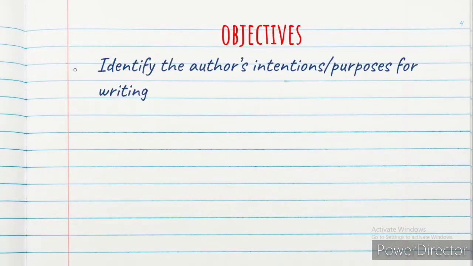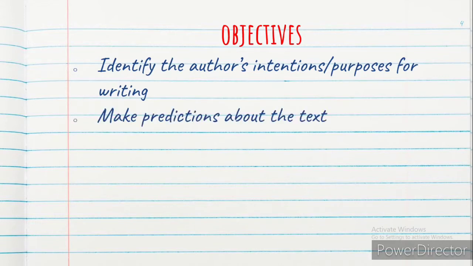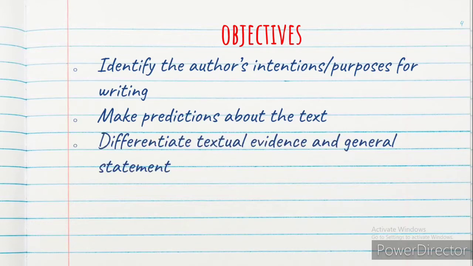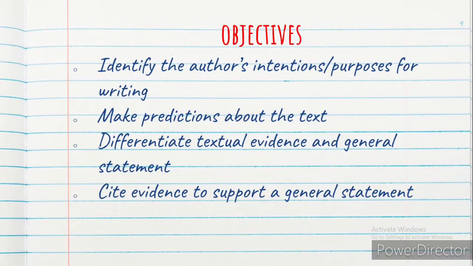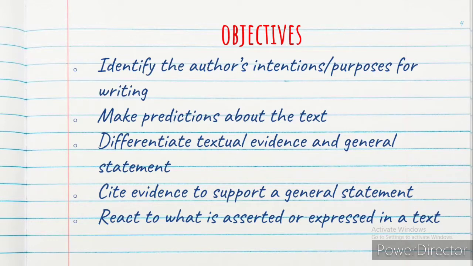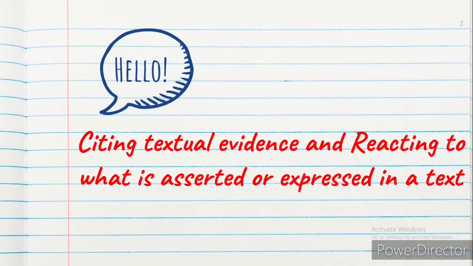At the end of this lesson, you are expected to identify the author's intentions or purposes for writing. Make predictions about the text. Differentiate textual evidence and general statements. Cite evidence to support a general statement. And react to what is asserted or expressed in a text. This week, we have 2 MELCs that need to be tackled. Our lesson will be about citing textual evidence and reacting to what is asserted or expressed in a text.